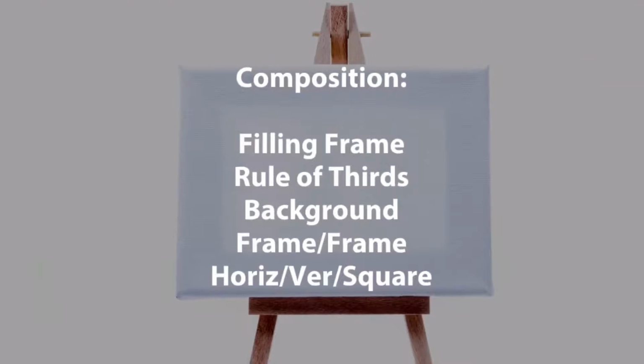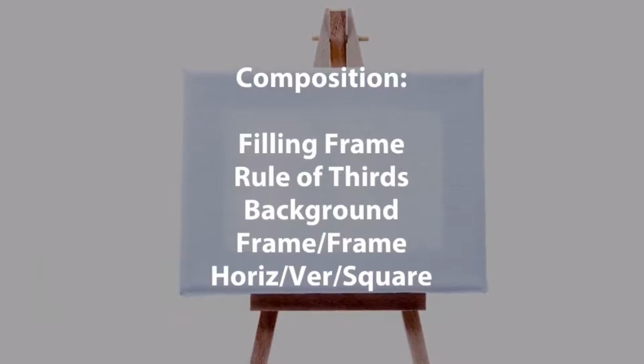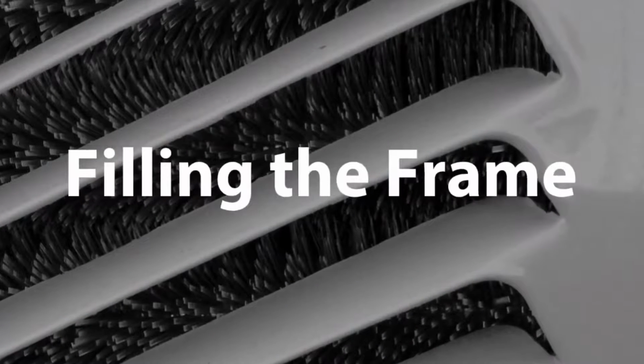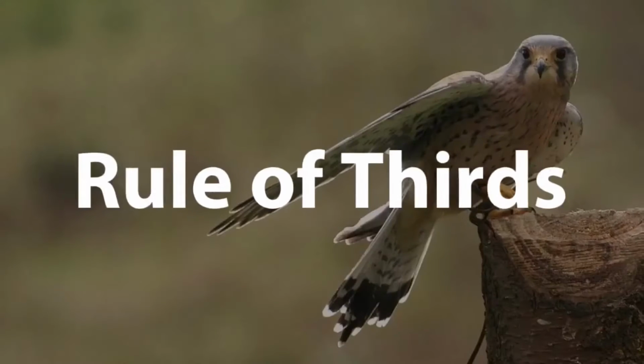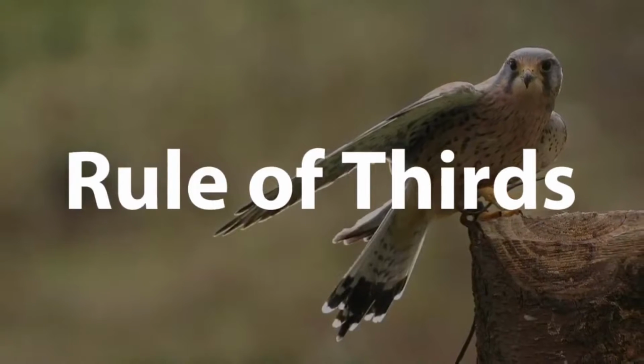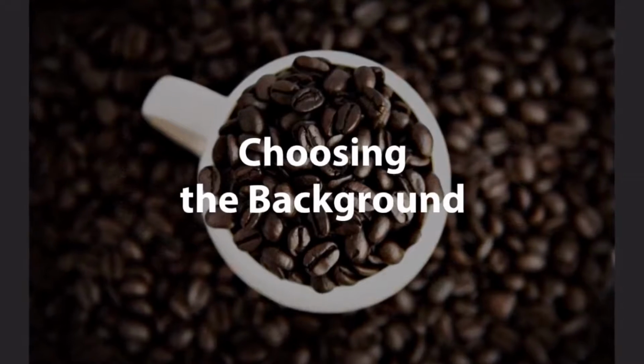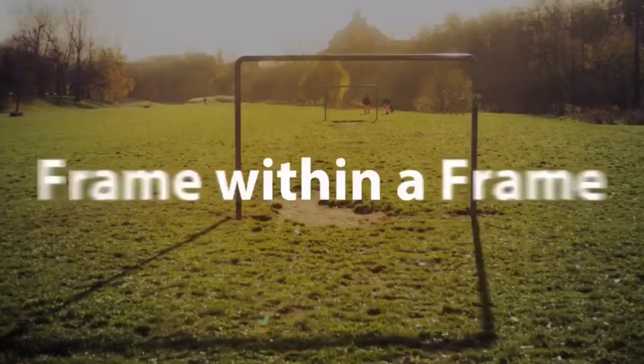Now that we've talked a bit about texture and how to use it as an element of design to enhance our images, let's talk about another technique of composition, or where and how to place the subject within the frame. We've so far talked about filling the frame, placing our subject in a rule of thirds, and how to enhance the subject by choosing a background that adds contrast.